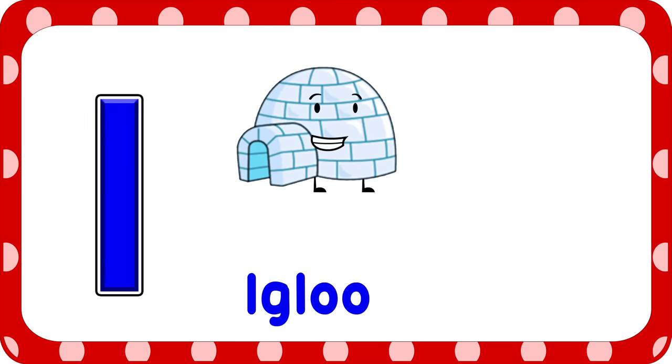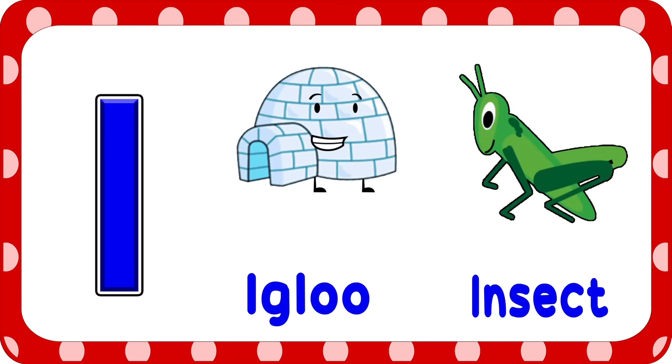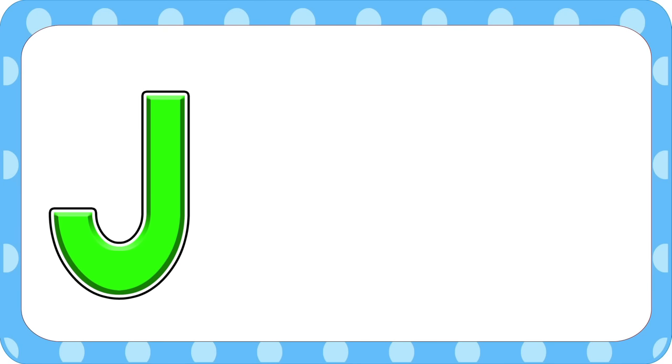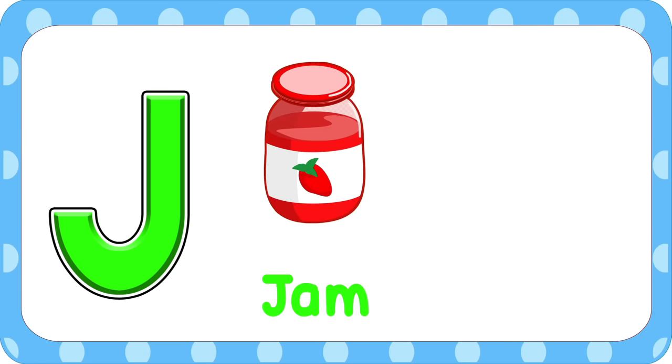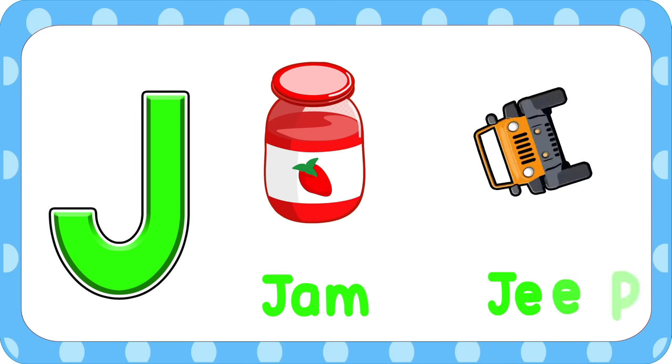I. I for igloo. I for insect. J. J for jam. J for jeep.